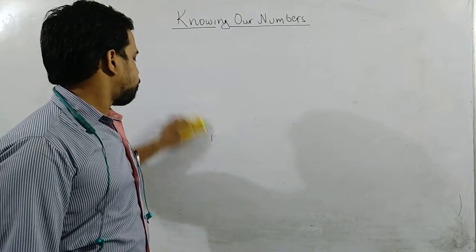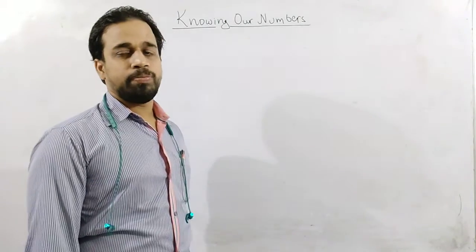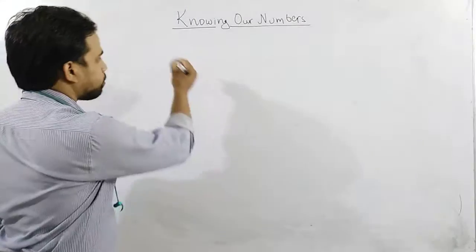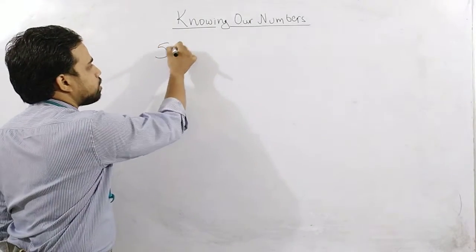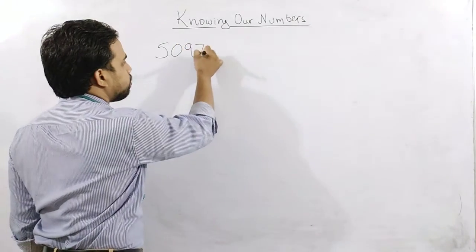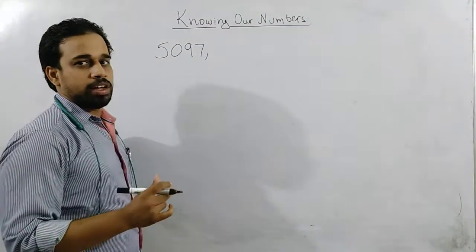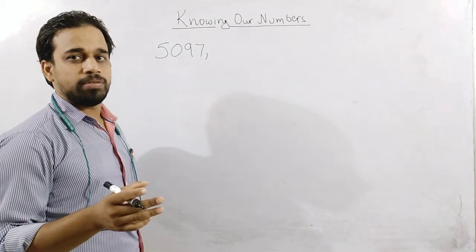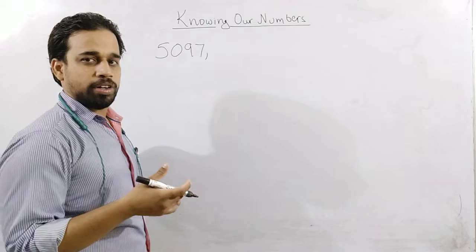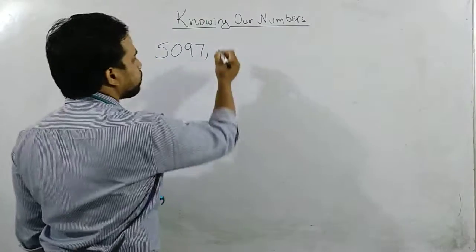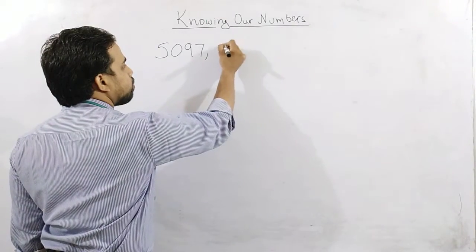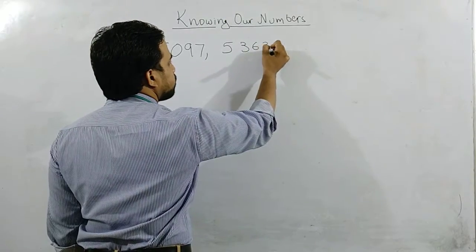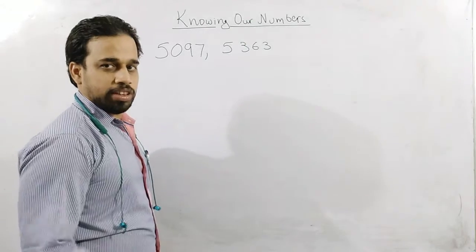Let's take one more example, but with numbers in thousands. That is 5, 0, 9, 7. What will it be? It is 5097. Am I right? Should we carry forward? Let's see. The next number is 5, 3, 6, 3. Let's see another one.